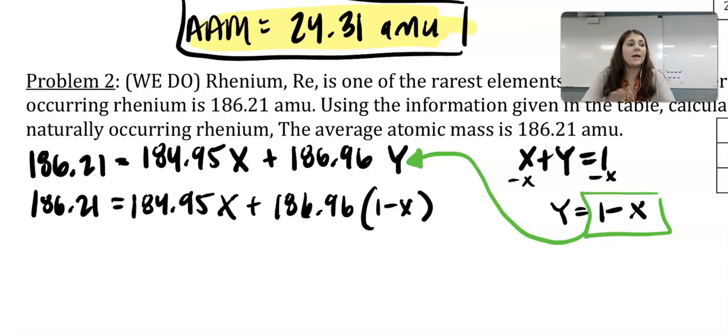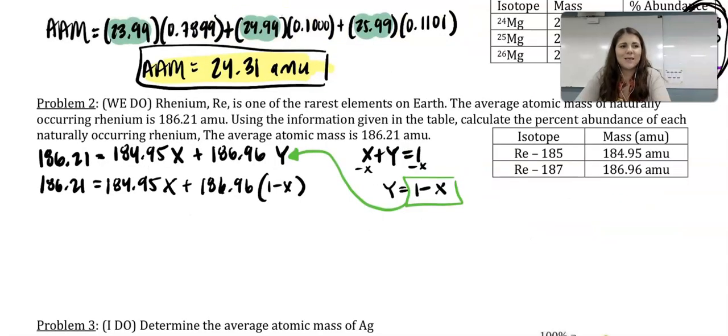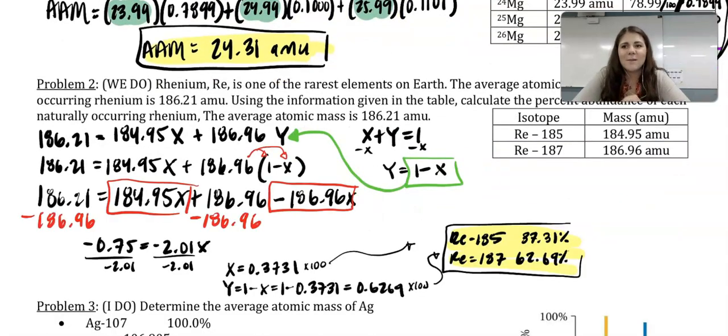And now I am able to solve the rest of this problem because now I'm just solving for the variable X. So why don't you pause the video, solve for the percent abundance of our isotopes rhenium-185 and rhenium-187. I'll zoom out for the percent, the masses just in case. All right, so let's look at the rest of the problem.